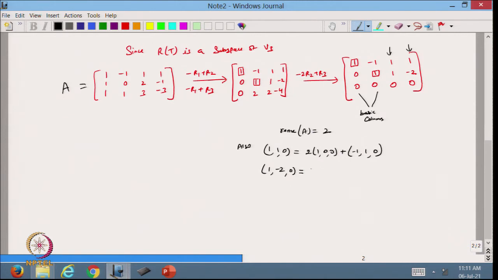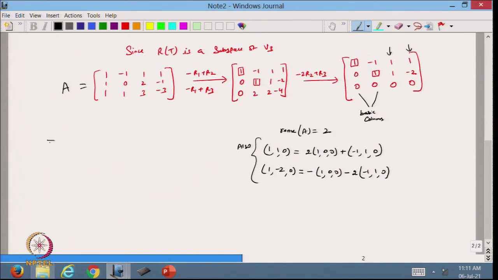So, this one I can write as minus 1 0 0 minus 2 minus 1 1 0. So, it is -1 and it is 2. So, it will be 1 and then it is -2 0. So, this non-basic column can be written as a linear combination of the basic columns.